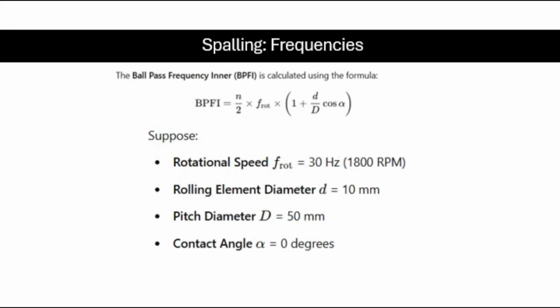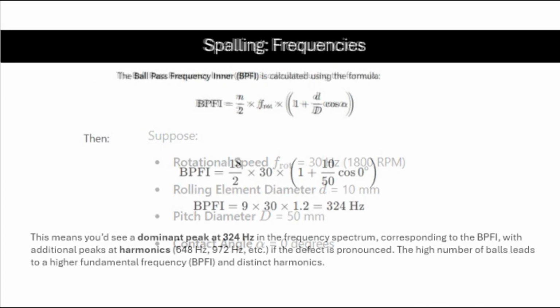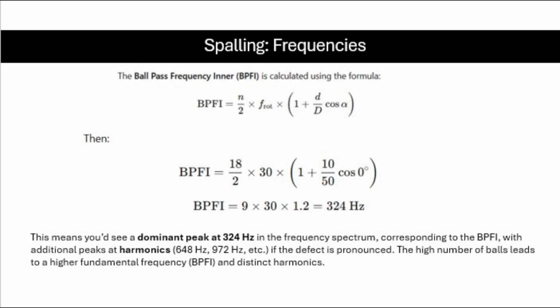Calculating the frequencies on the frequency spectrum. In our example, BPFI equals 324 Hz. This means you'd see a dominant peak at 324 Hz in the frequency spectrum, corresponding to the BPFI, with additional peaks at harmonics, 648 Hz, 972 Hz, etc., if the defect is pronounced. The high number of balls leads to a higher fundamental frequency, BPFI, and distinct harmonics.